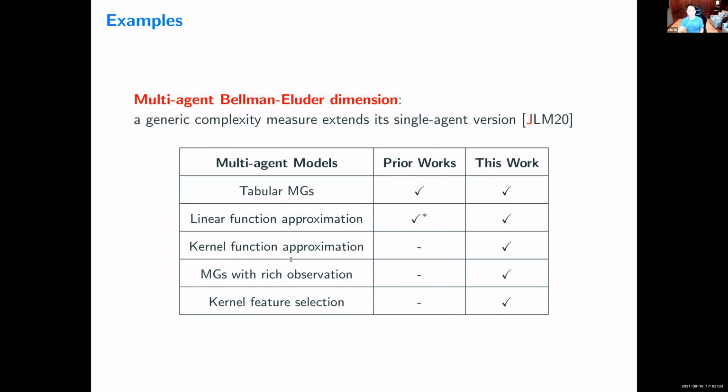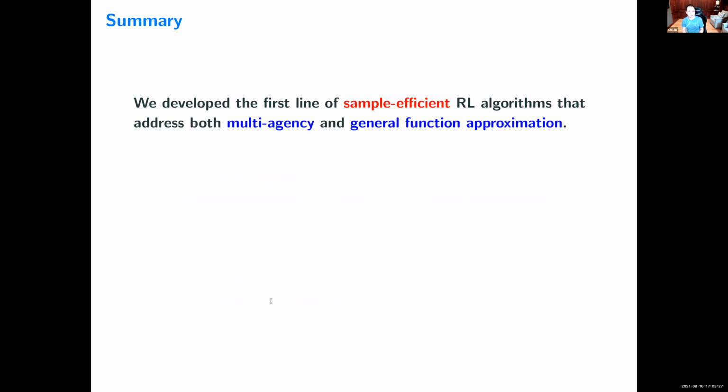And this multi-agent Bellman-Eluder dimension, the new complexity measure we defined, is able to deal with a lot of new problems that cannot be dealt with in previous work. For example, prior work can only deal with tabular Markov games or linear function approximation of Markov games. However, our work can deal with kernel function approximation, rich observation, and kernel feature selection, among many others. And basically, that finishes my talk.